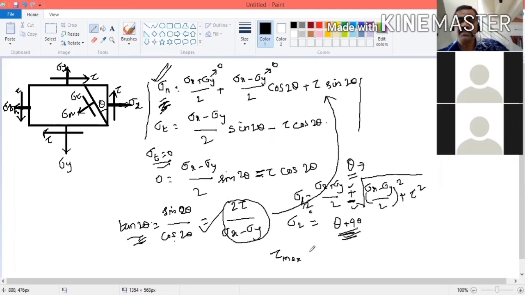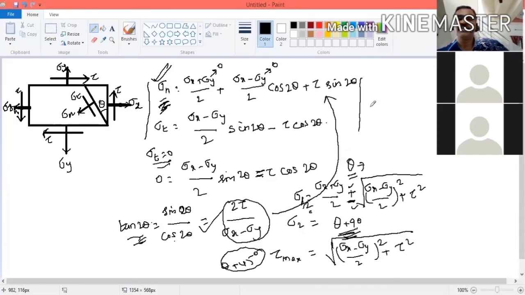The equation is the root of sigma x minus sigma y by 2 the whole square plus tau square. This is the equation. When will it be maximum? At theta plus 45 degree. Okay.